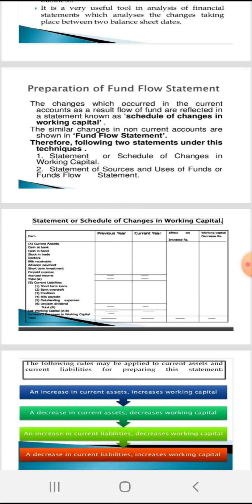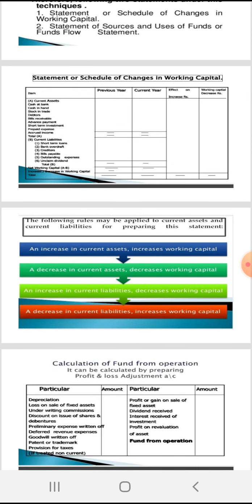The changes which occur in the current accounts as a result of flow of funds are reflected in a statement known as schedule of changes in working capital. The similar changes in non-current accounts are shown in the fund flow statement. Therefore, the following two statements under this category are there: statement or schedule of changes in working capital, and statement of sources and uses of funds, or fund flow statement. So first is the statement or schedule of changes in working capital.